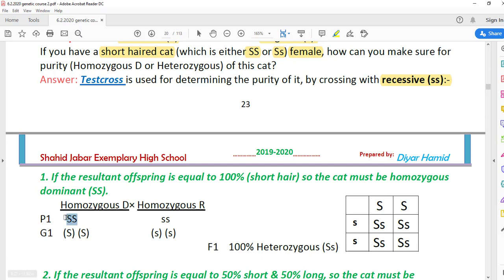If our cat is crossed with the recessive, 100% will produce short hair, so our cat is pure.